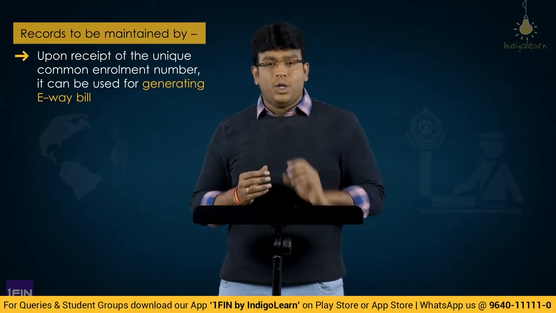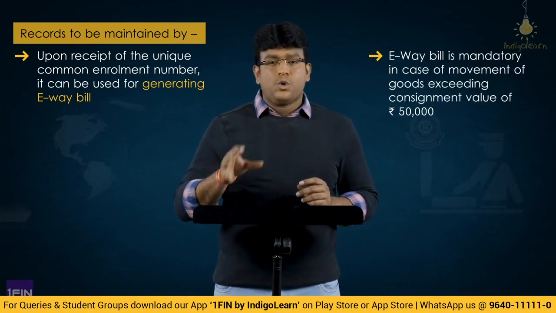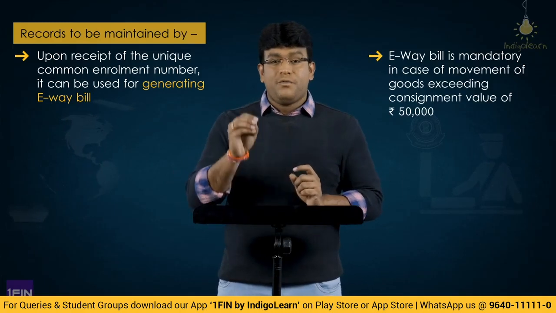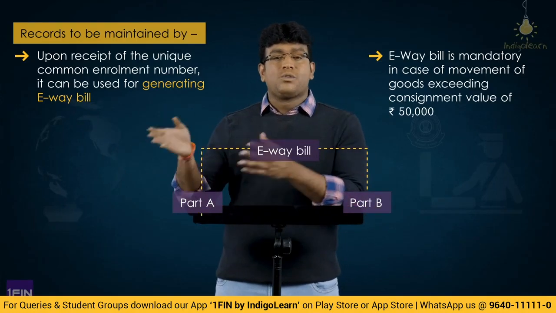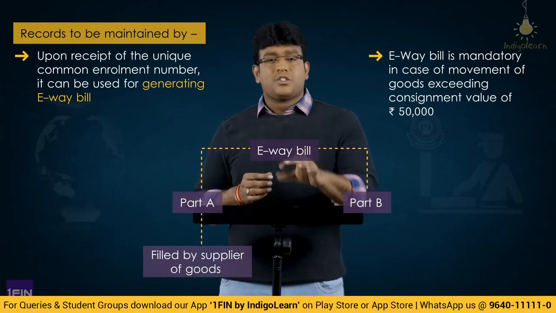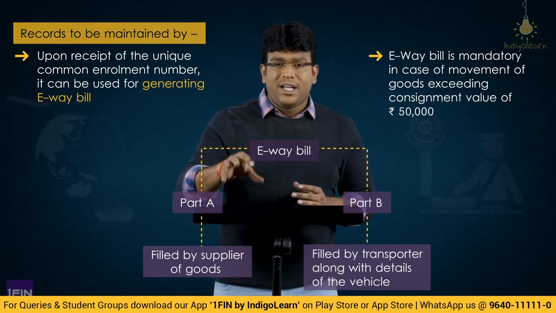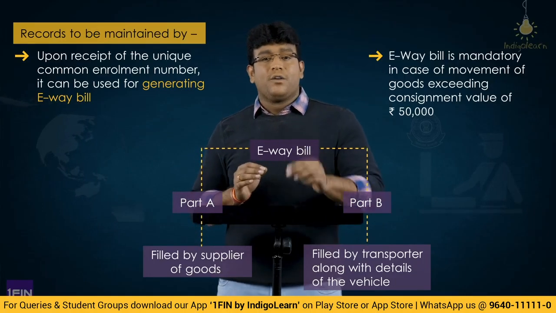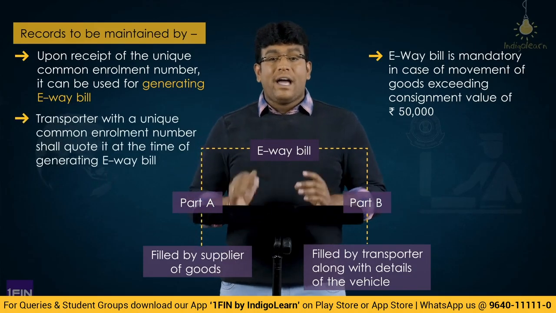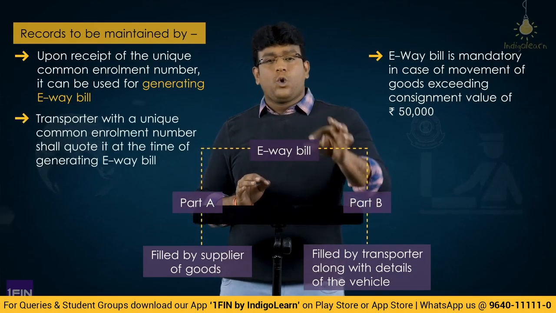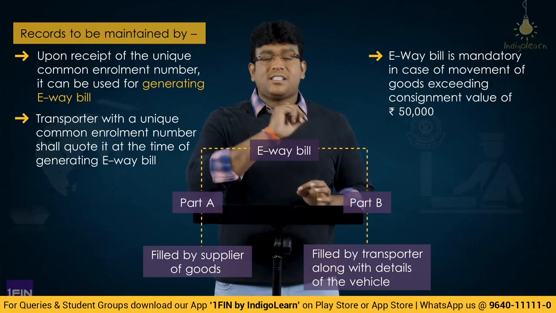Friends, the point I am trying to tell you is that we all know very clearly that an e-way bill is mandatory only when there is a movement of goods of consignment value exceeding 50,000. In an e-way bill there are two parts, Part A and Part B. Part A is generally filled by the person who is supplying the goods. Part B is normally filled by the transporter, where you give the vehicle number, and all details related to the vehicle are given in Part B of the e-way bill. Now the interesting point to be noted is that if the transporter has got a unique common enrollment number, at the time of generating that e-way bill, he will quote his unique common enrollment number. He will not quote any of his GST numbers.